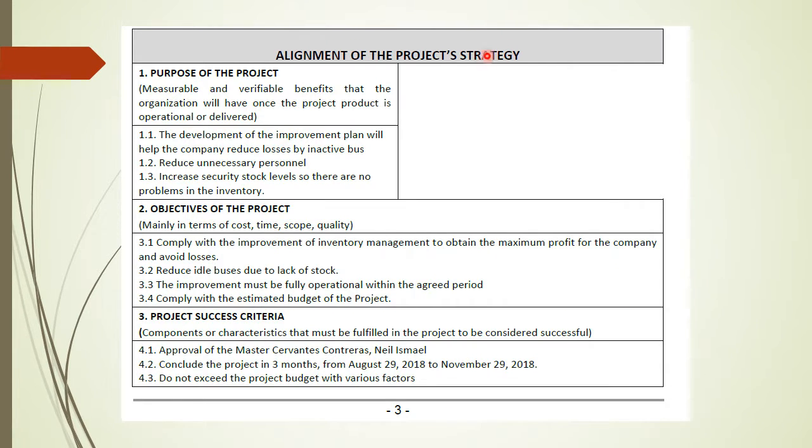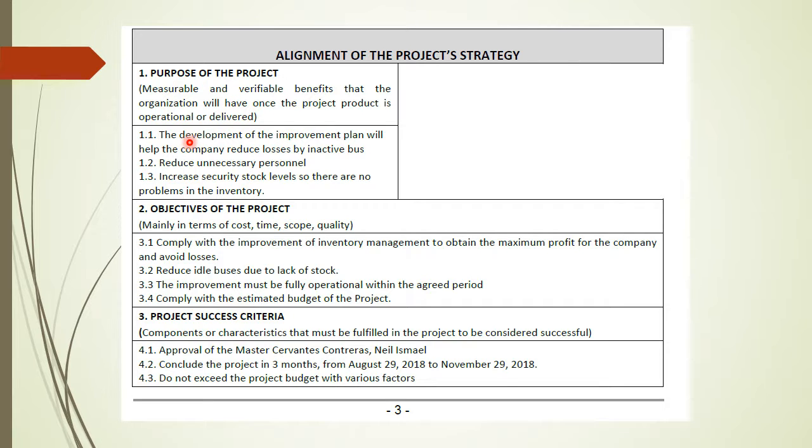Then the alignment of the project strategy. This is really crucial because it has to have an order. If we first go for the objectives, it's going to be rough because we don't know the purpose of the project. And the purpose is the key of the project because here we are looking at the problem, and how it's going to be beneficial for the people using this kind of transportation.